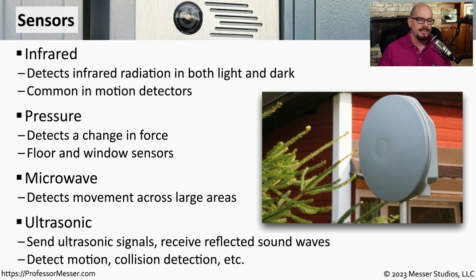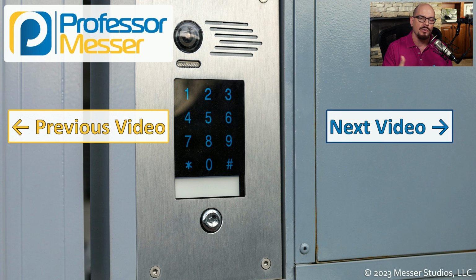And perhaps even more advanced is the ultrasonic detection. This is something that can send ultrasonic signals, so you're looking for a reflection of sound waves. This allows you to detect motion in an area and can even be used to provide collision detection, especially in something like a parking lot or a loading zone.